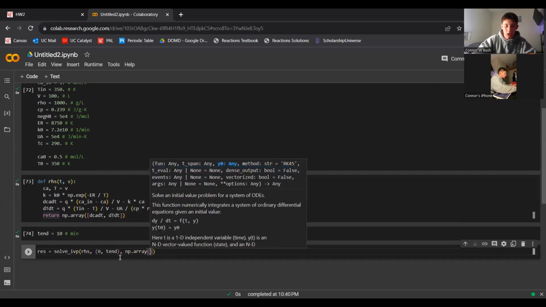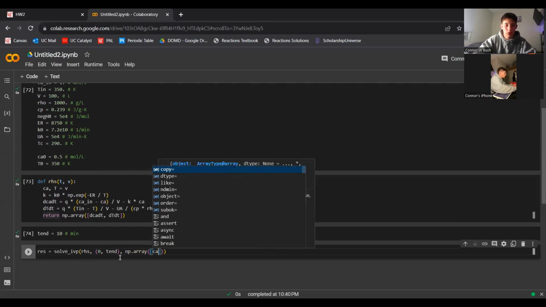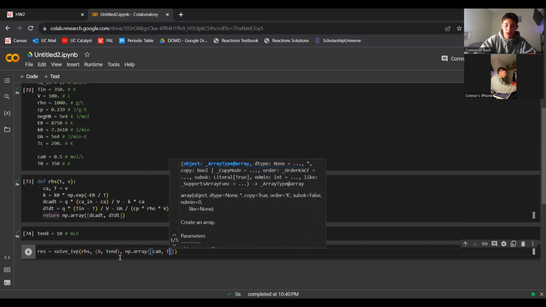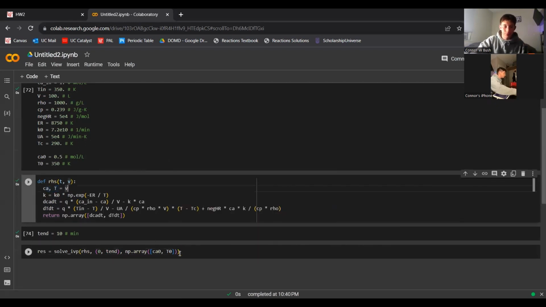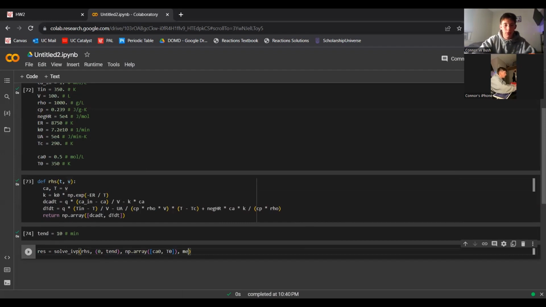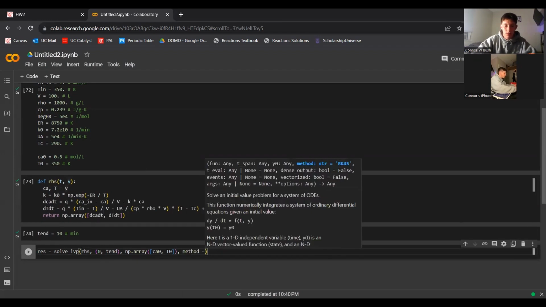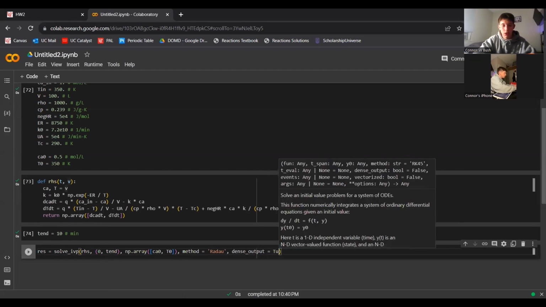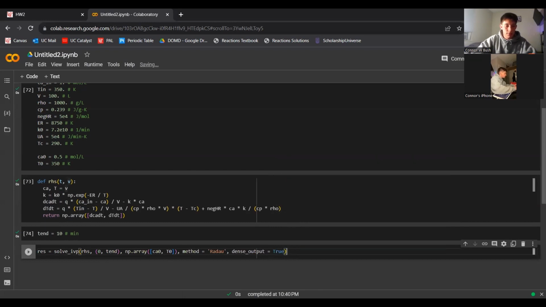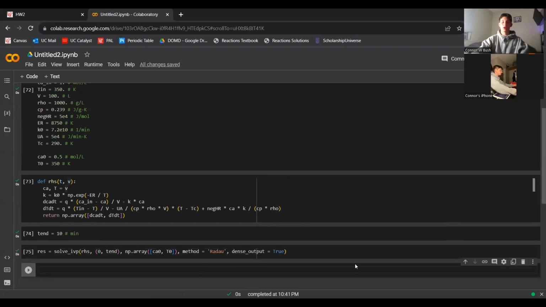Our initial conditions are C naught and T naught in that order, because that's the order we have this vector unpacked. And then our method, we use Radau, and then make sure that our dense output is set to true so we can integrate this. So now we're going to start plotting.